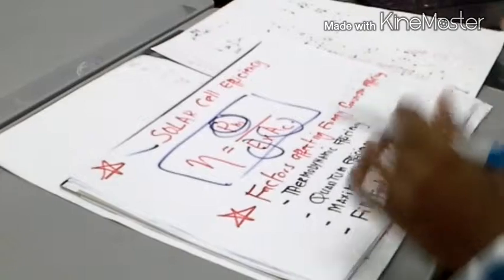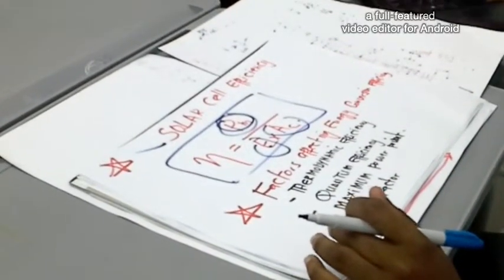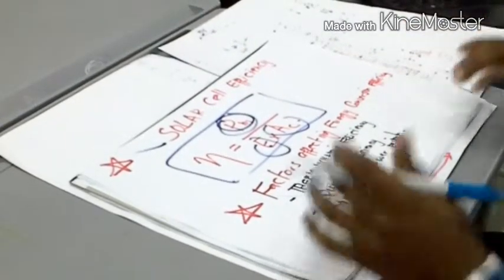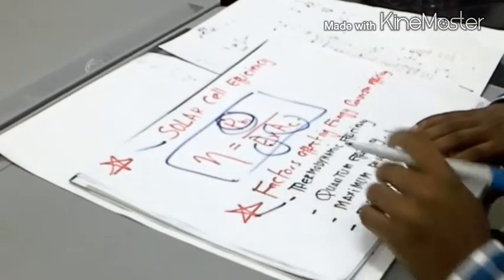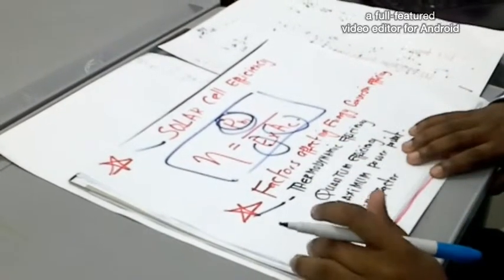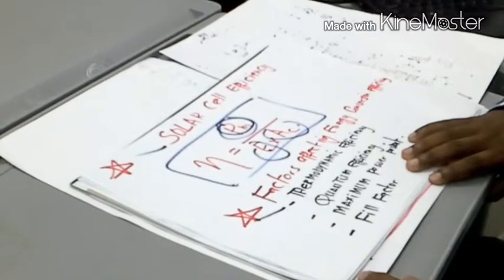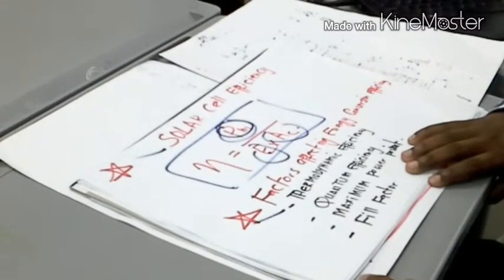There are some factors that affect the efficiency of the solar cell. What are the factors affecting energy conversion efficiency? First of all, we have the thermodynamic efficiency. Photons with an energy below the band gap of the absorber material cannot generate an electron-hole pair, and so their energy is not converted to useful output and only generates heat if it is absorbed.